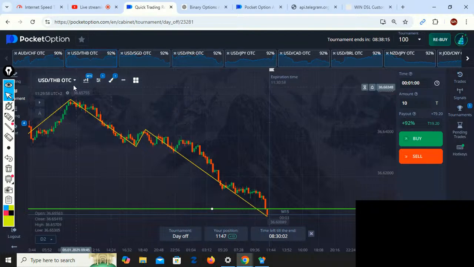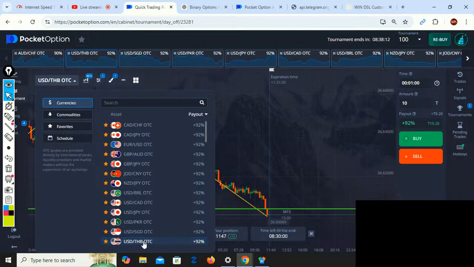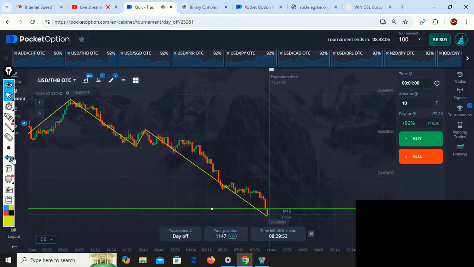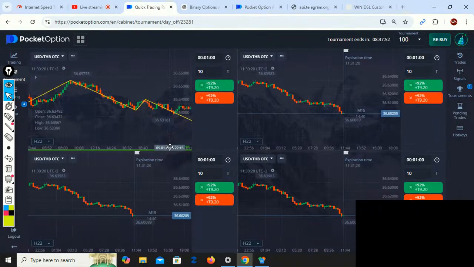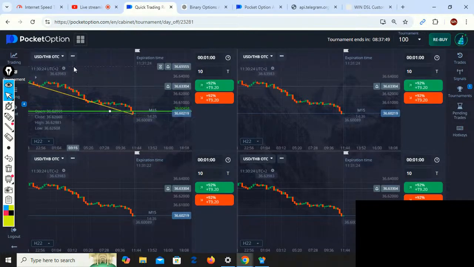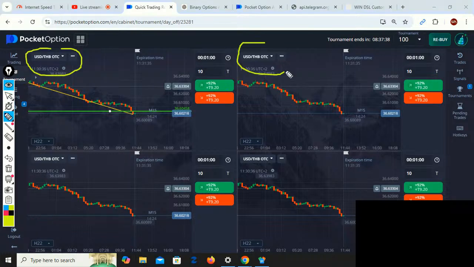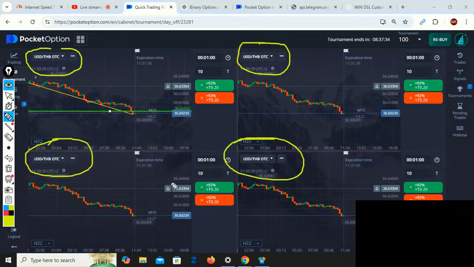So now you need to set up your four charts. We need to use four charts for quick execution. All right, you need to execute quickly. So you click over here and you click on four charts, this one. Okay, so let's go ahead and do it. Now you have your four charts in place. Since we already selected the USD Thai currency, we already have the four currency pairs in place. Always make sure that you have the four pairs in place.